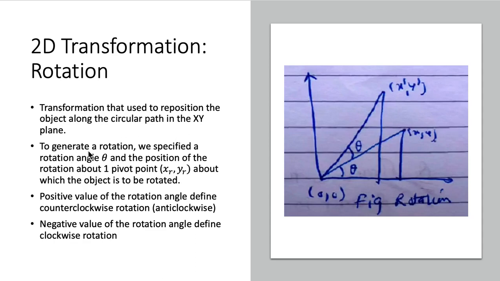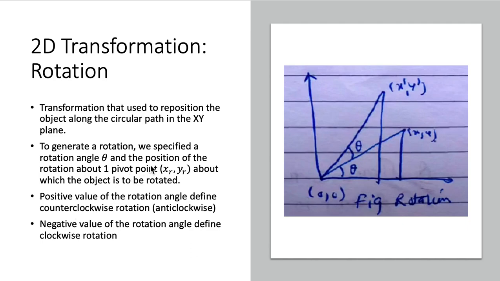Alright, so to generate a rotation, we specify a rotation angle theta and the position of the rotation, a pivot point (xr, yr), about which the object is to be rotated. So for rotation, it is very important to denote where the rotation is to happen. We call it the pivot point.